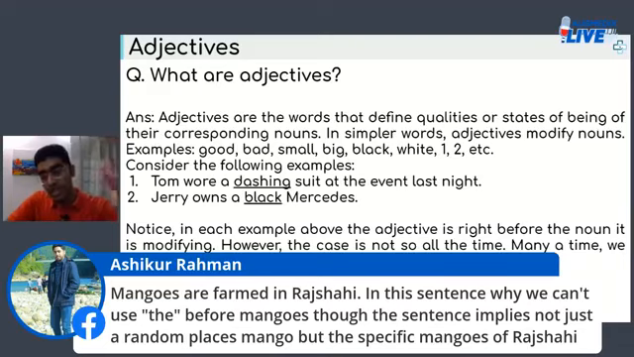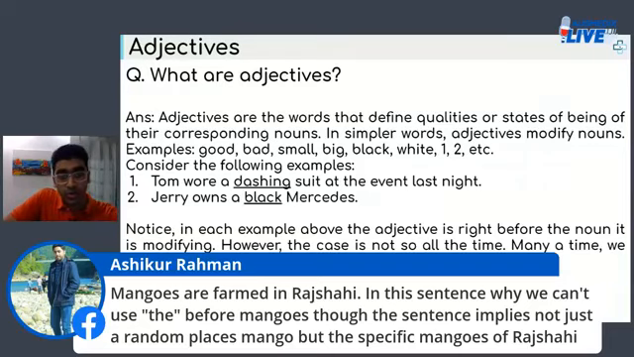Well, you see, here, when you say mangoes are farmed in Rajshahi, you're talking about mangoes in general, right? You're not being very specific. You're not being specific about any specific group of mangoes or any specific collection of mangoes that may have come from Rajshahi or that may have been farmed in Rajshahi, right?